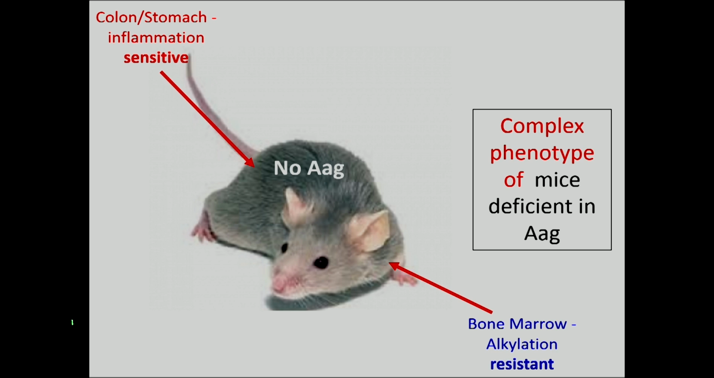So we have this mouse. It has a complex phenotype. We've shown in the colon and the stomach, I didn't show you the data, that without base excision repair initiated by Aag, the animals are more sensitive, there's more cancer. In the bone marrow, in the absence of the repair pathway, the tissue is alkylation resistant.